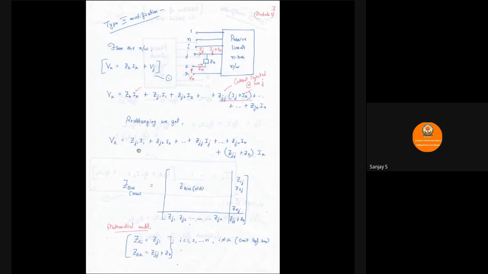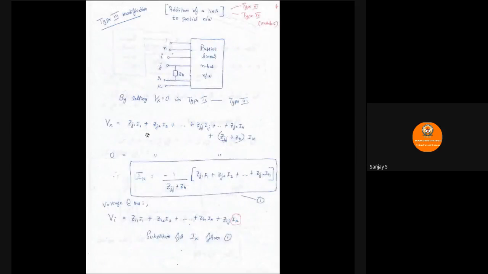Vk is equal to Zj1 I1 plus Zj2 I2 plus up to Zjj Ij, Zjn In plus (Zjj plus Zb) into Ik, and we substitute Vk equal to 0 for this type 3 modification. Then we rearrange and try to get the expression for Ik, which is given by minus 1 over (Zjj plus Zb), multiplied by Zj1 I1 plus Zj2 I2 up to the last term.